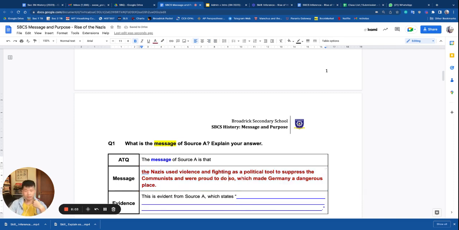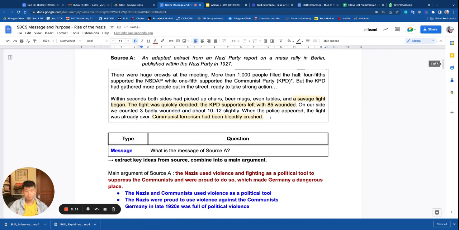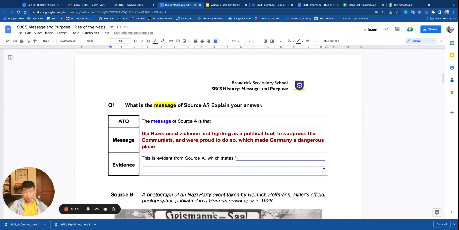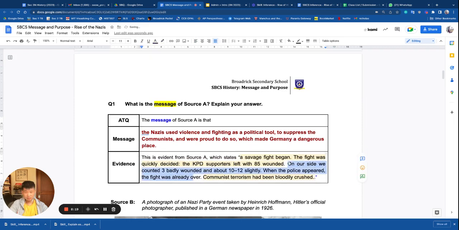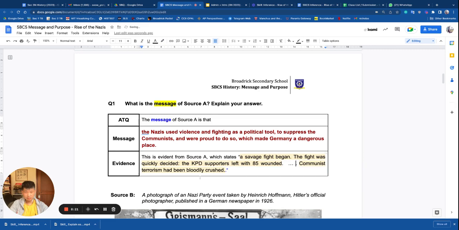That the Nazis used violence and fighting as a political tool to suppress the communists, and were proud to do so, which made Germany a dangerous place. And then I take the source, and this is my message answer. That's it. Yeah, it is quite straightforward.